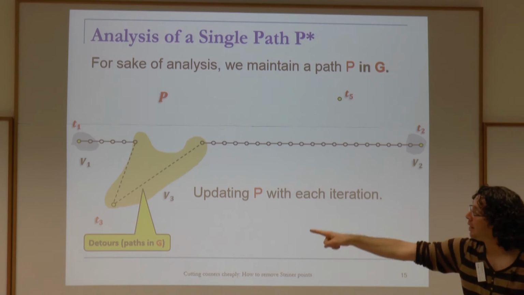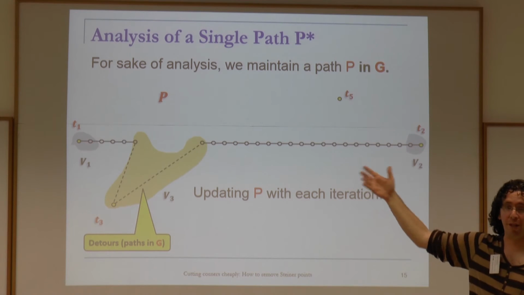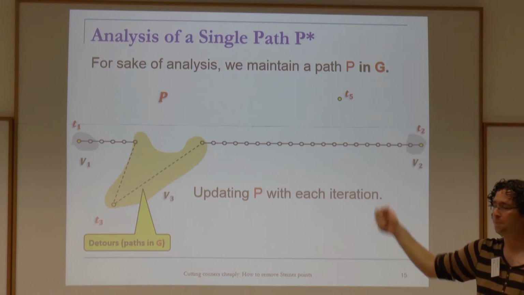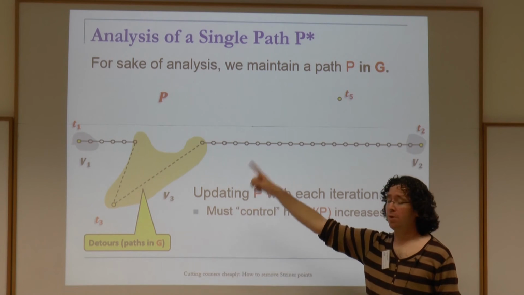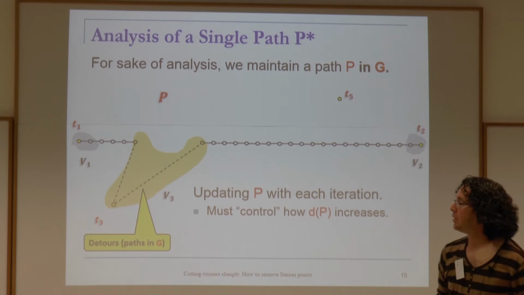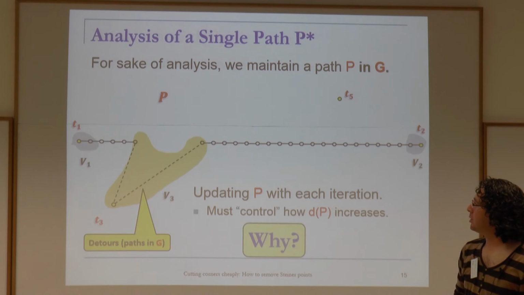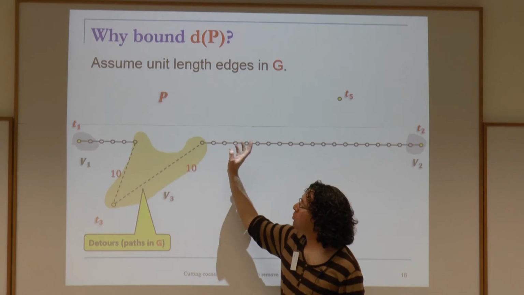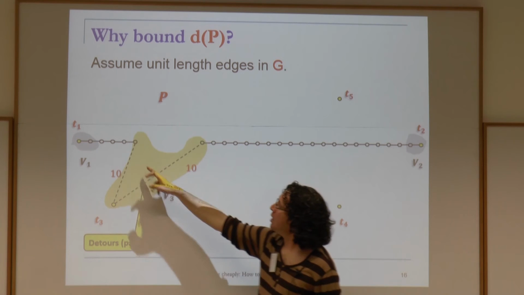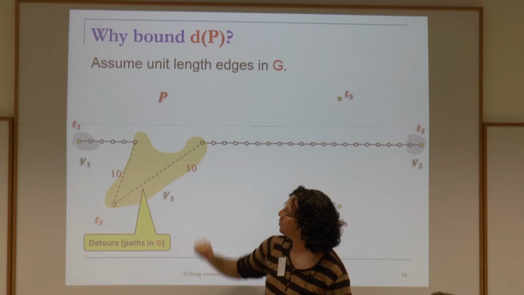Okay, we know that the length of this path is upper bounded by the radius I just picked. And we need to control the length of these detours. Why is that? Just a small reminder. For now, assume G has unit weight. So here there's a detour of length 10, and there's a detour of length 10.